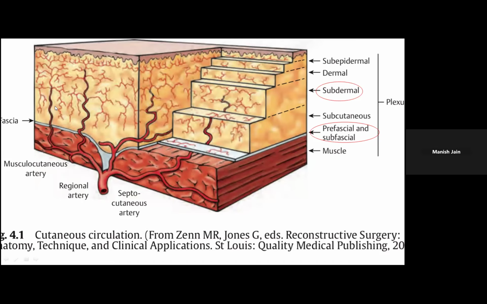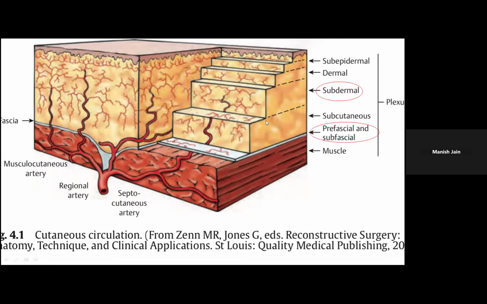Then it traverses through the fat and forms many subdermal plexuses before the dermis and the dermal plexus. So for any flap, the important plexuses are the subdermal plexus and the prefascial plexus. The prefascial plexus is important when we are taking fascia along with the flap, and the subdermal plexus is important when we are harvesting the flap as a skin flap. The subdermal plexus is very important, and it is the main blood supply to the skin flap.